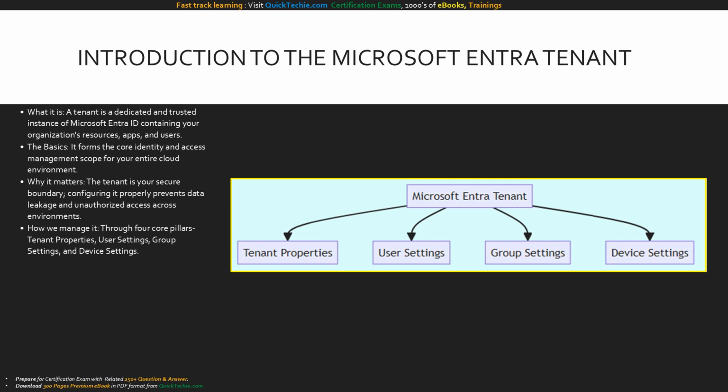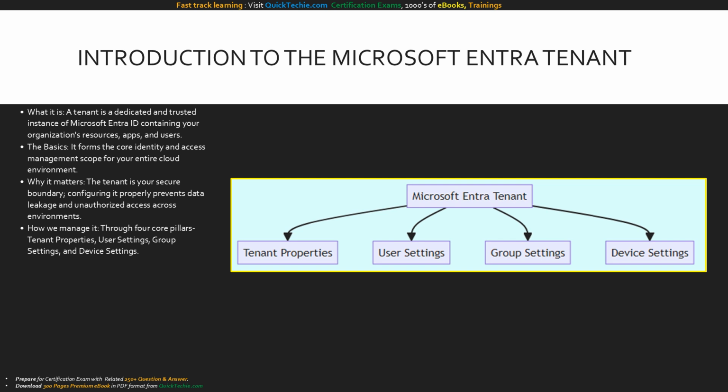In the cloud-enabled workplace, a tenant is a dedicated and trusted instance of Microsoft Entra ID that contains all of your organization's resources, including registered apps and your directory of users. Think of it as your secure, private office building in the cloud. It acts as the ultimate security boundary. Data belonging to your tenant cannot be accessed by neighboring tenants.